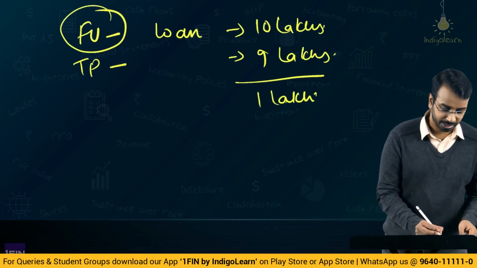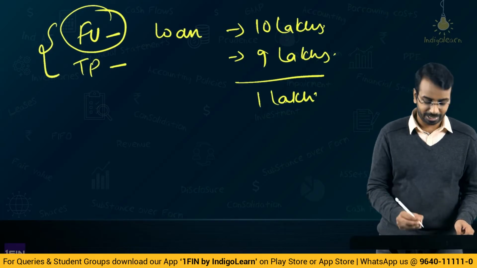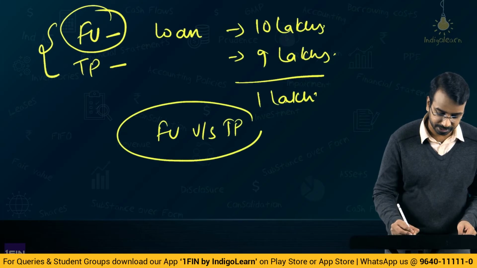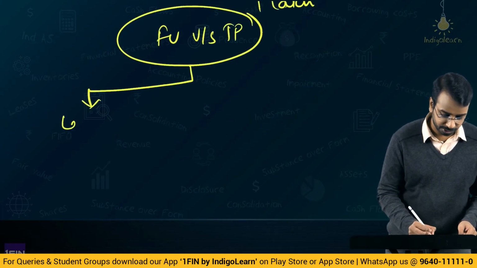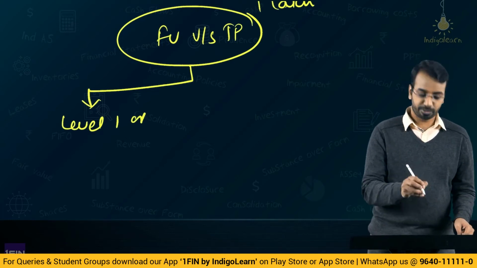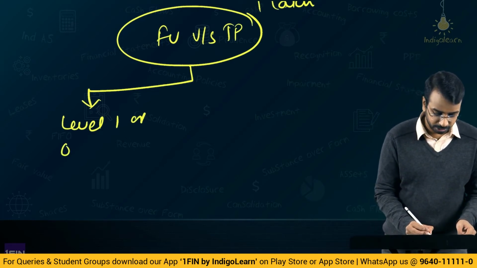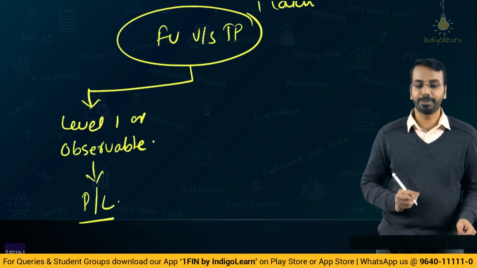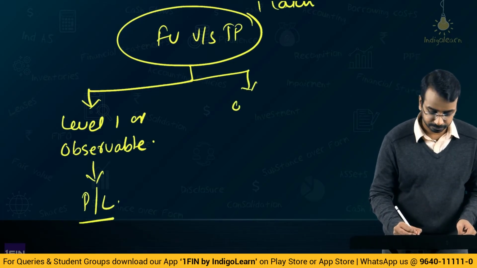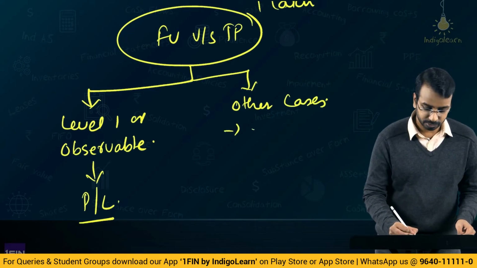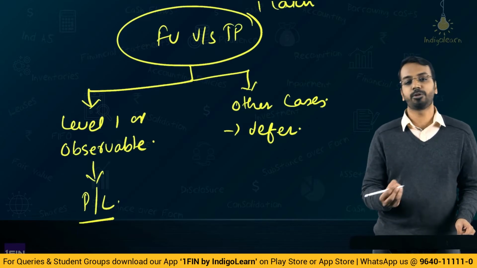So what the standard says is, if there is a difference between the fair value and the transaction price, and fair value is determined using level 1 input, or using only observable inputs, then in that case you take it to P&L. If it is in other cases, then you will have to defer and amortize it, right?